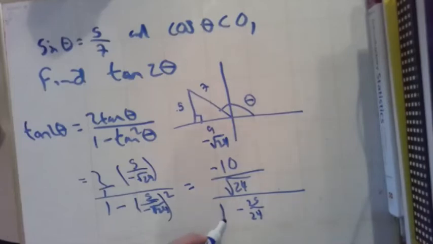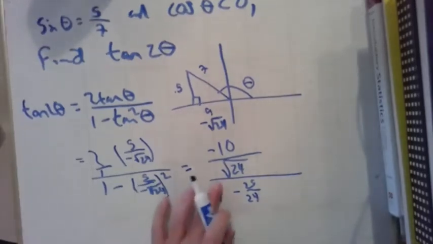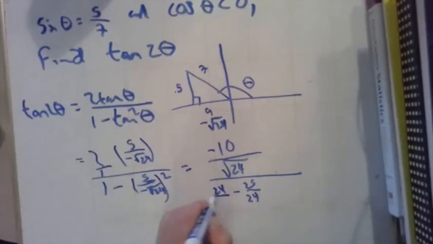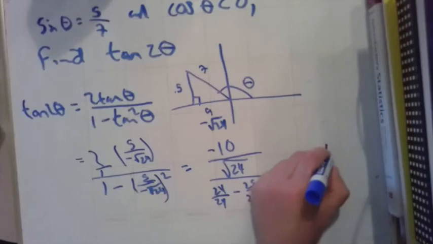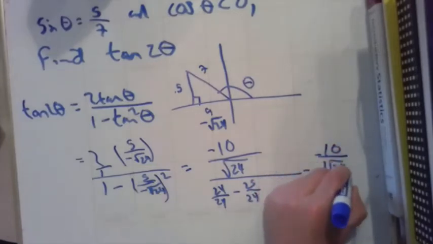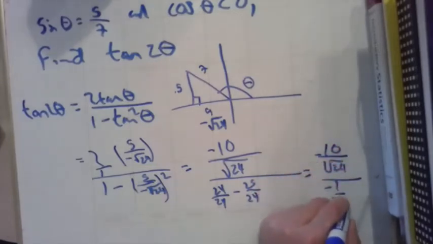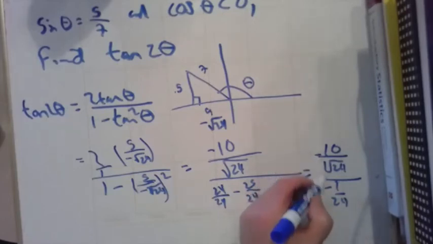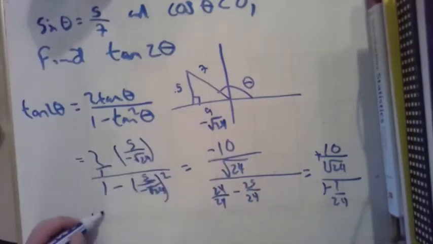Okay, so now in order to add these fractions on the bottom, I need a common denominator, 1 minus that. Let's call this 24 over 24. So 24 over 24 minus 25 over 24 will be negative 1 over 24. So that negative on top and that negative on bottom, those just cancel. So now I've got 10 over root 24 over 1 over 24.